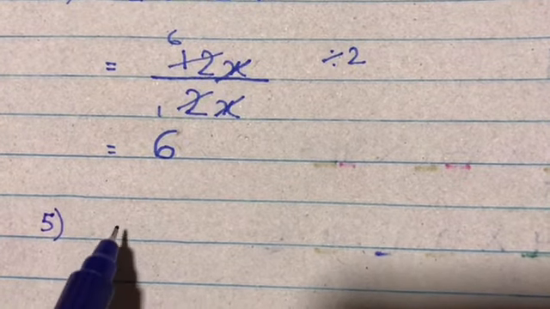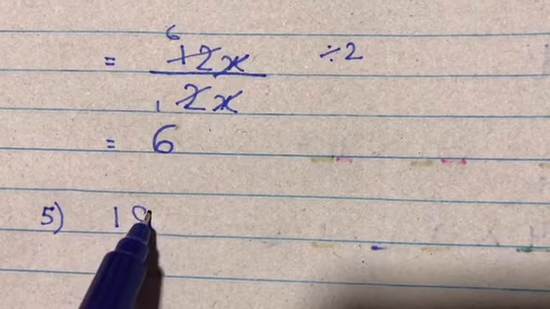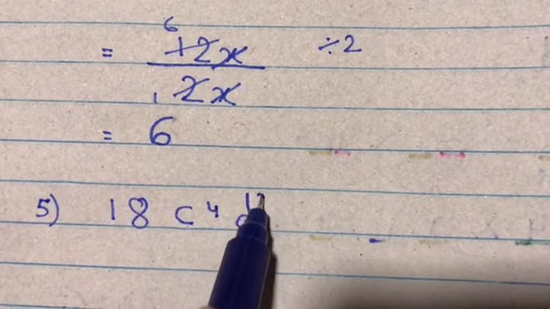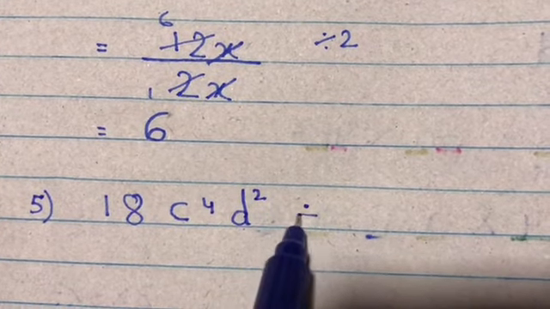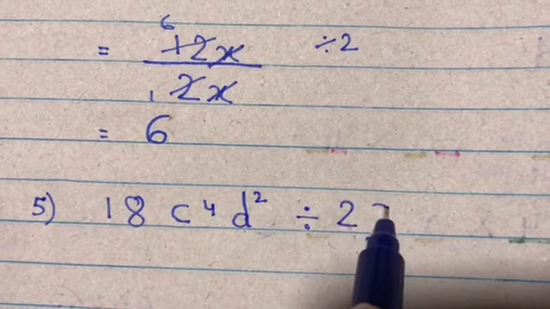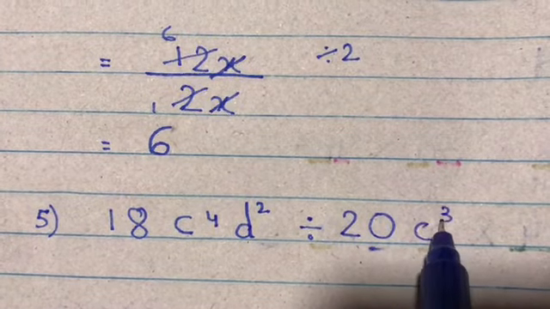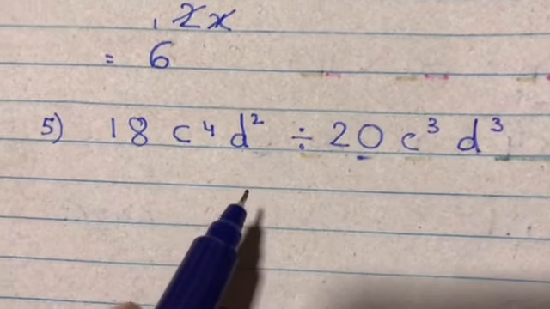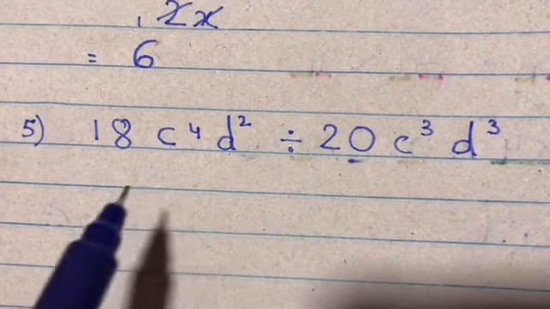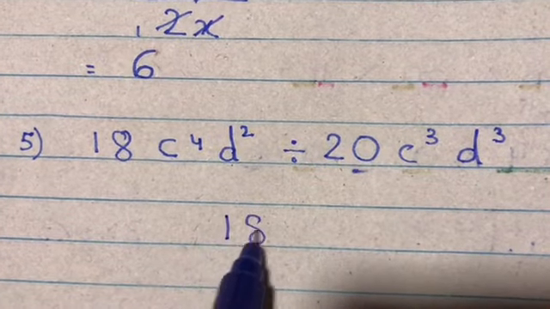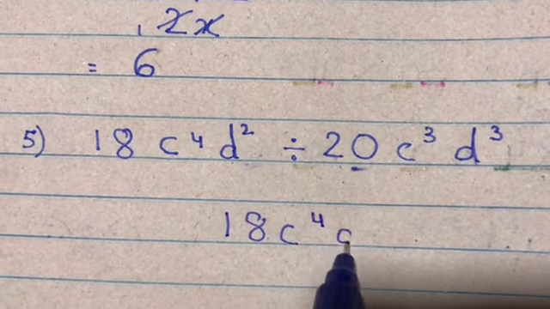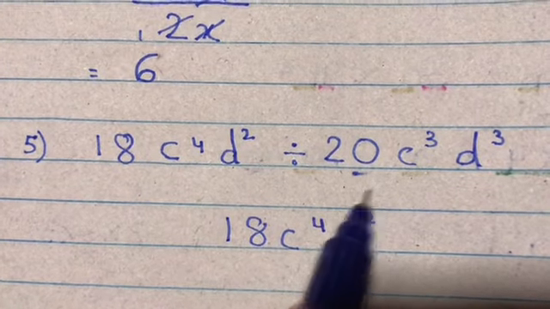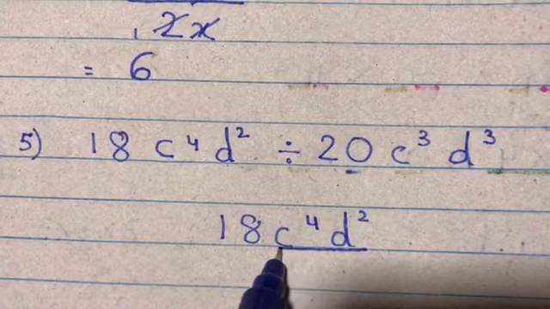on division. For example, if we have 18 C4 D squared divided by 20 C cubed D cubed. All right. Now again, the first thing to do is to replace this division sign with a fraction line. D squared, this comes first. All right. This over this. Okay. Do not change the order here.